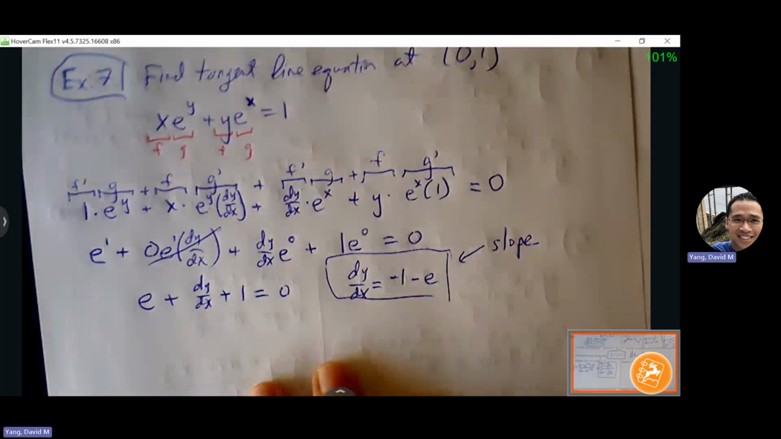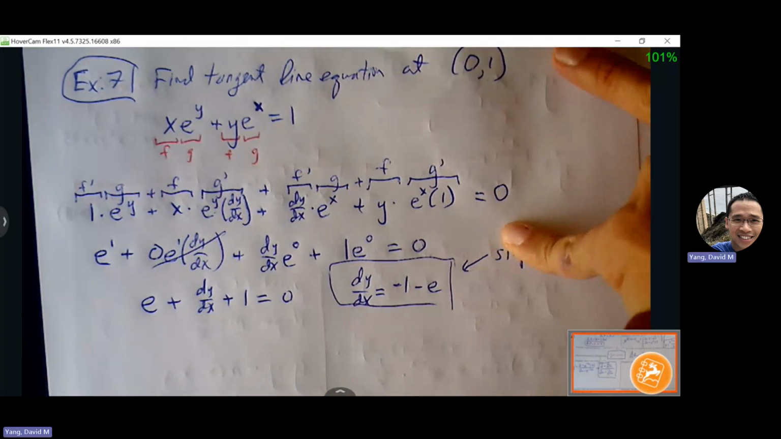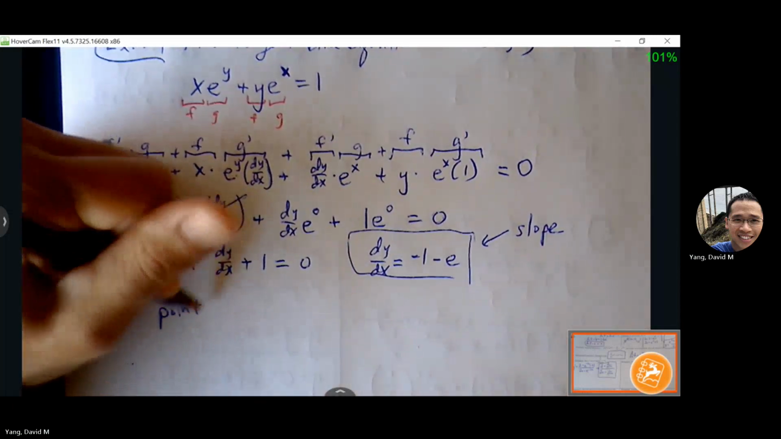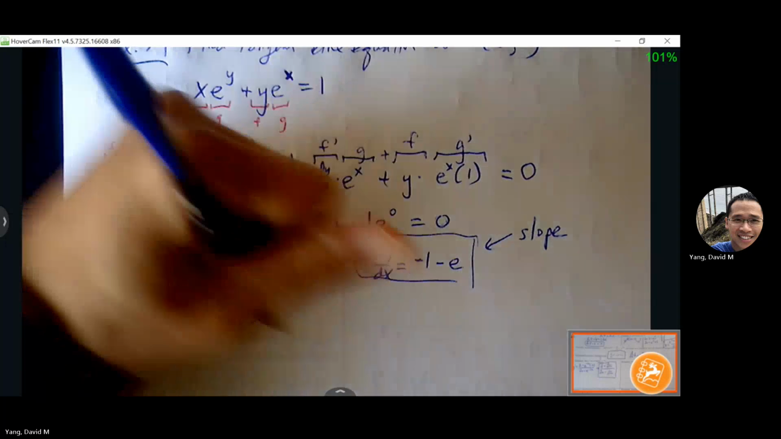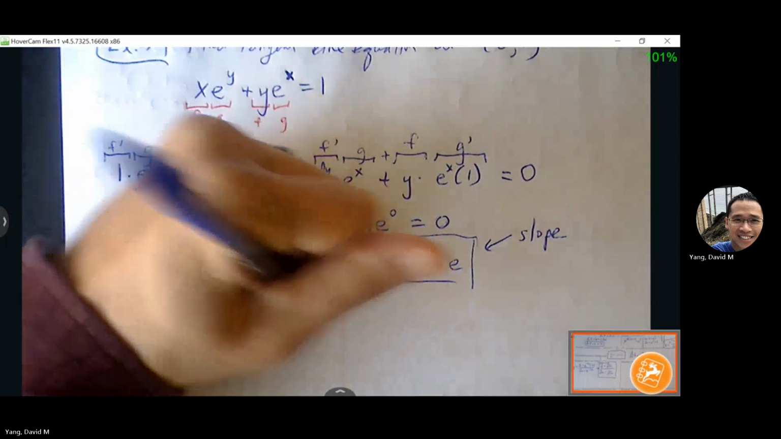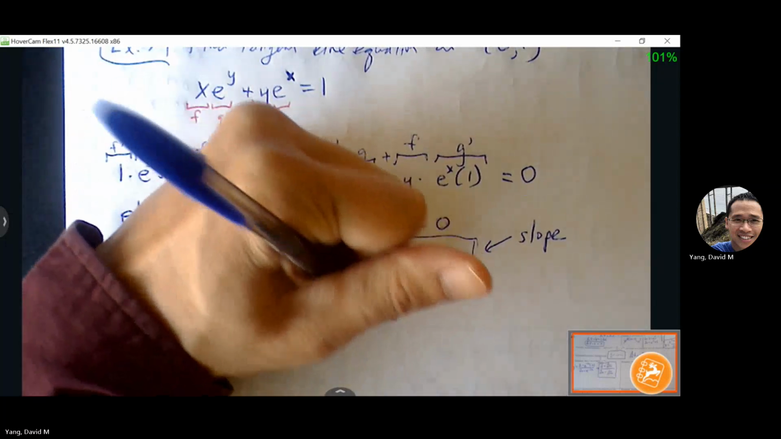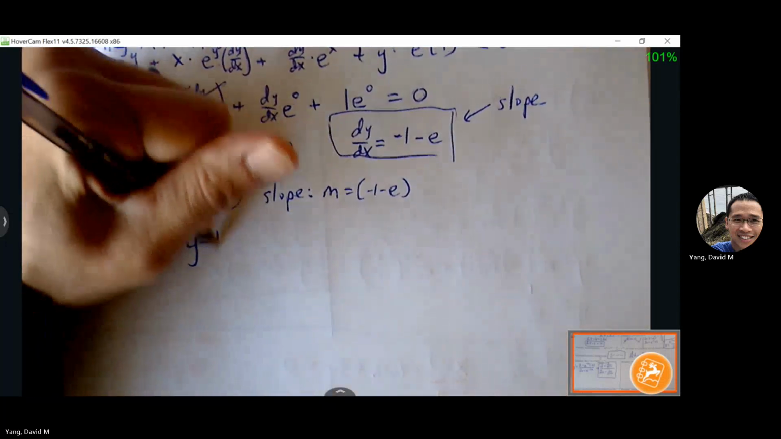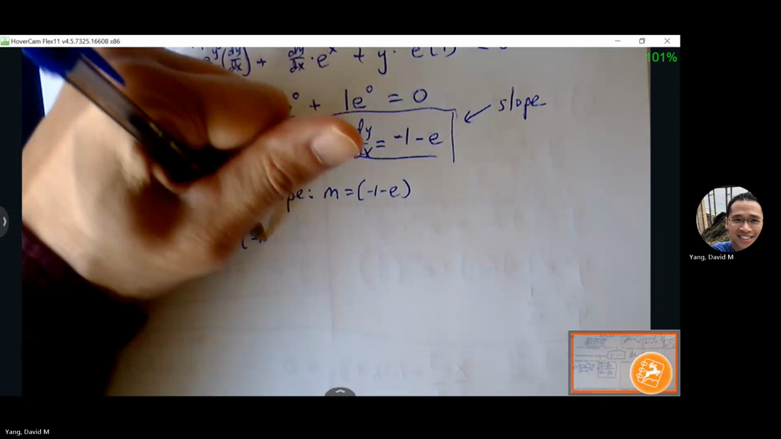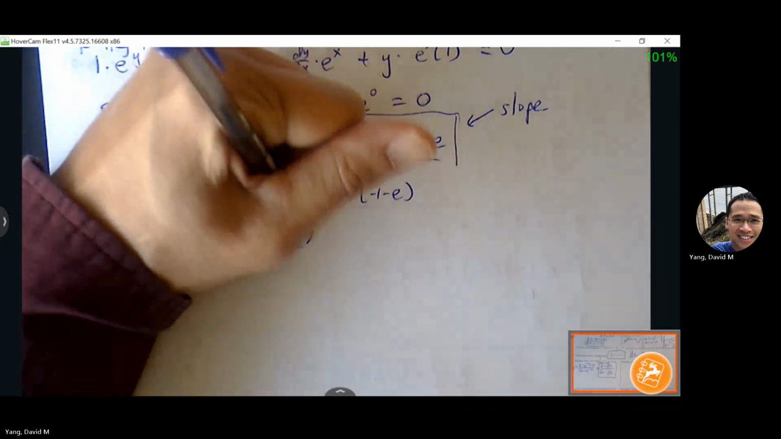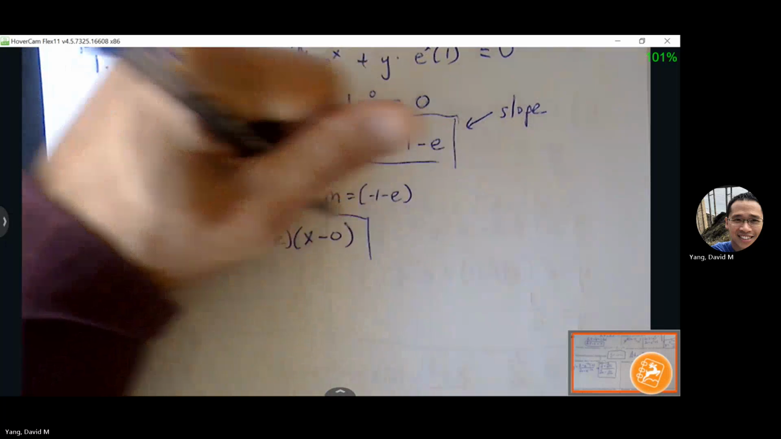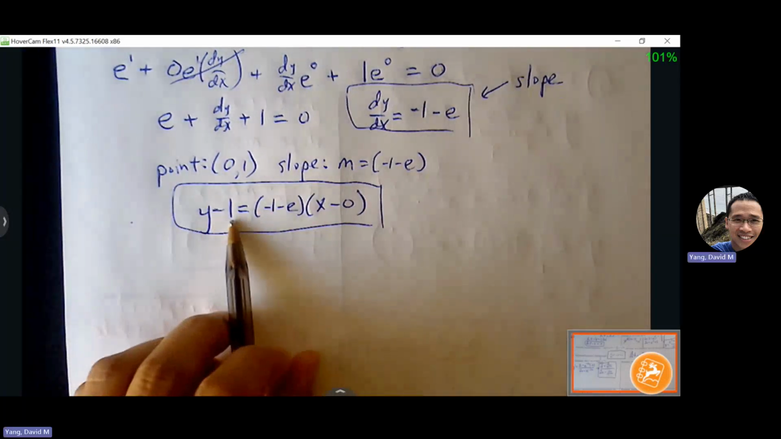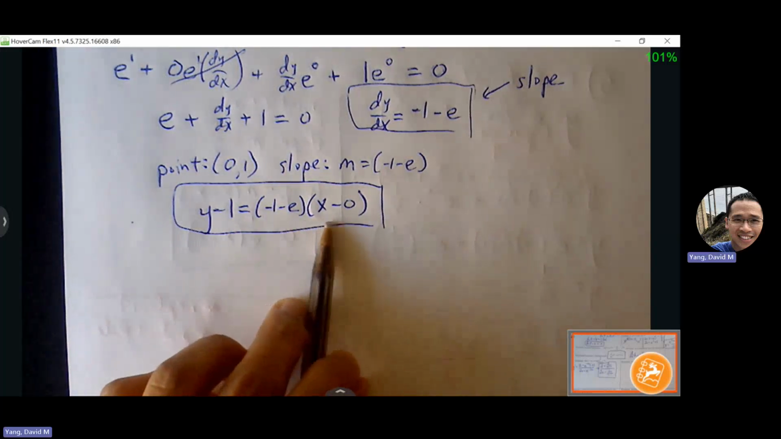So now that we have our slope and our ordered pair, we can do point slope form. y minus y1 equals m times x minus x sub 1.